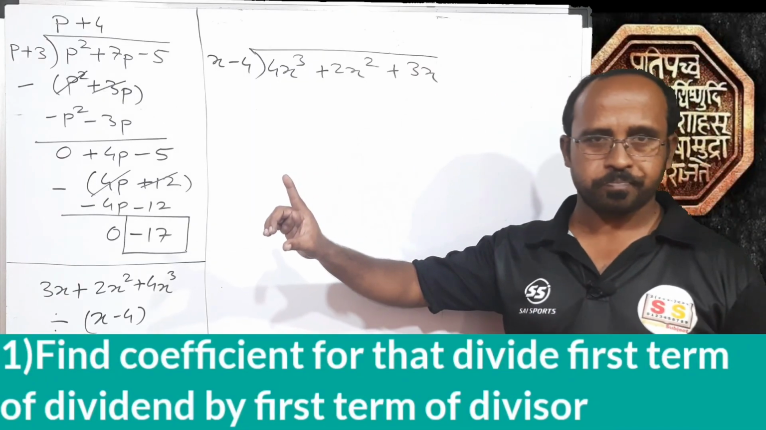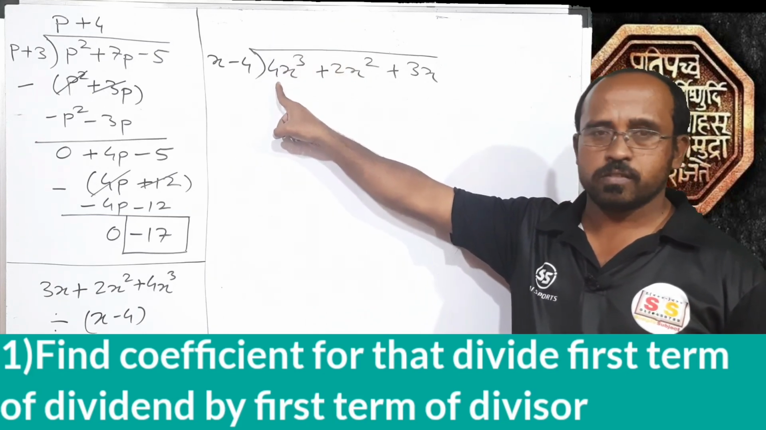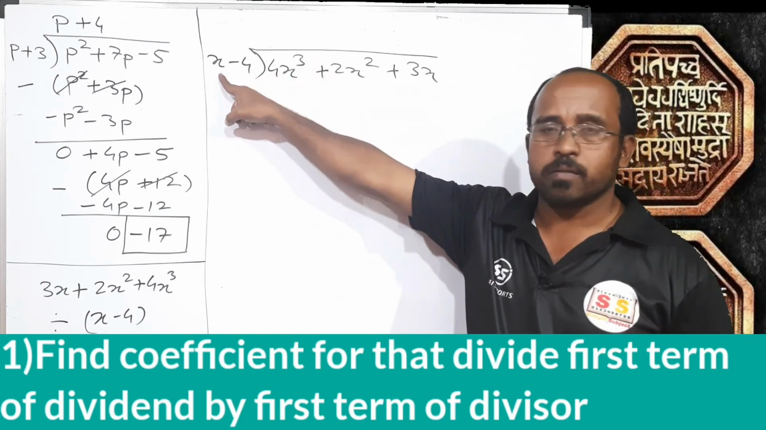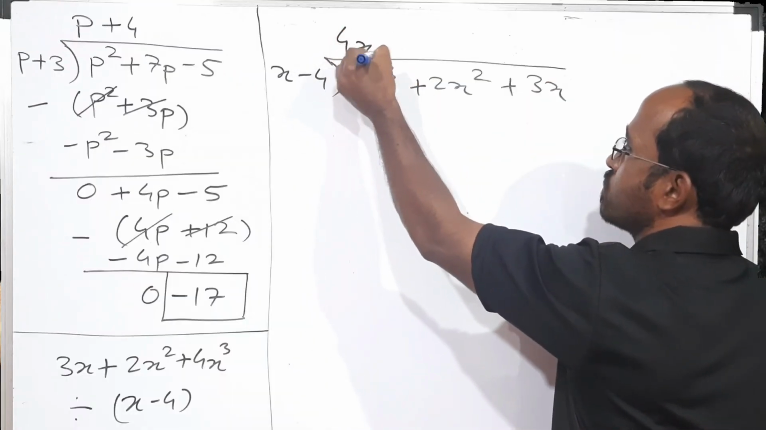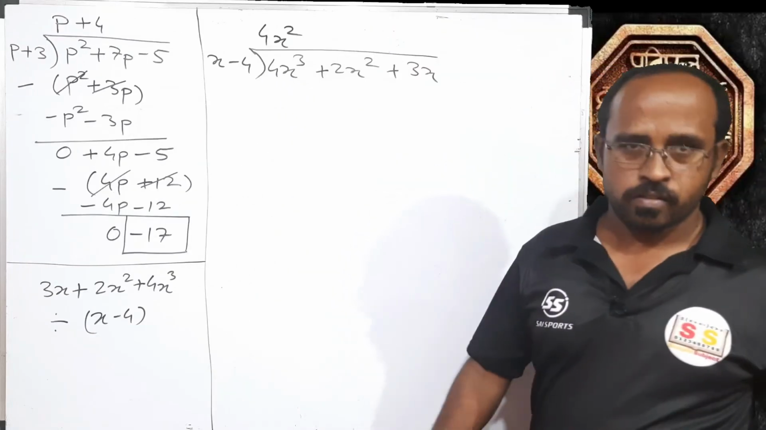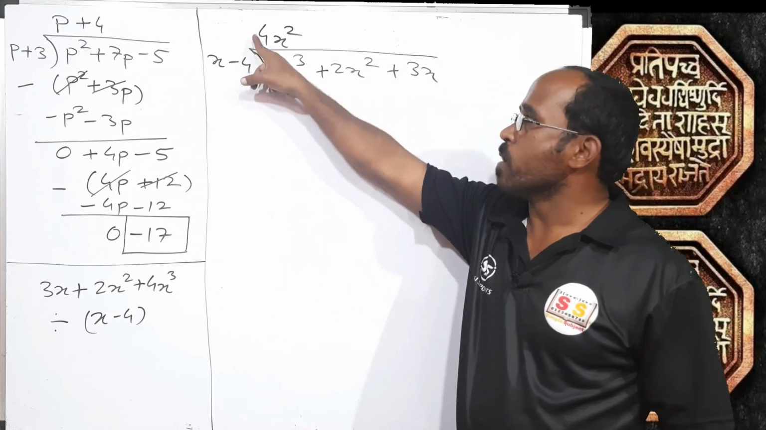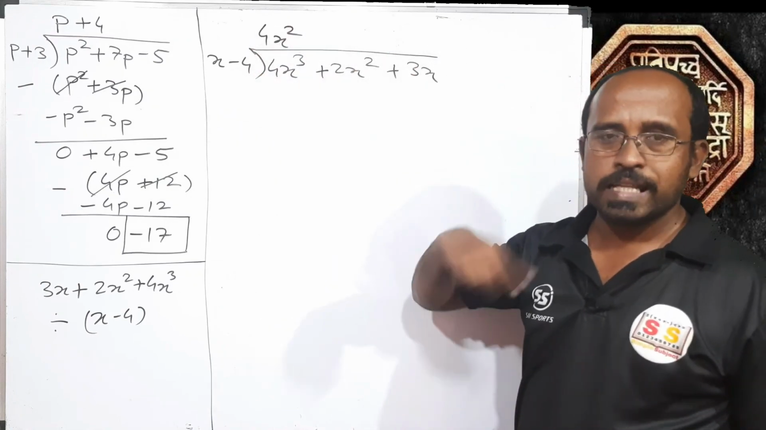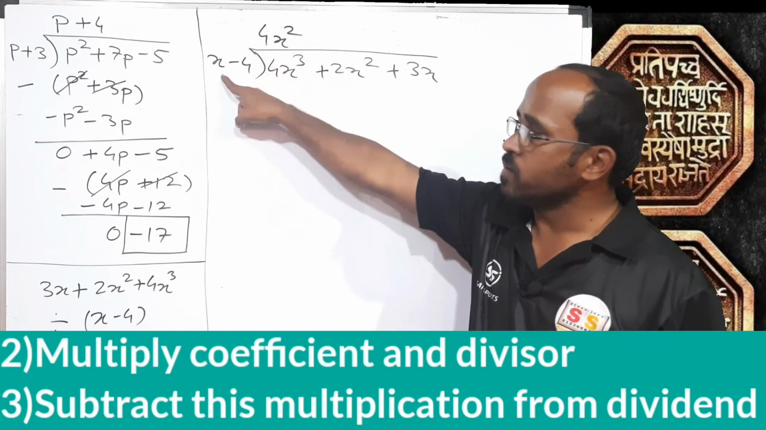First step, to find the quotient, divide first term of this by first term of the divisor. So 4x cube divided by x is equal to 4x square, right? Coefficient of this x is 1. So 4 divided by 1, 4. x cube divided by x, x square. Next step, subtract the multiplication of this quotient and divisor.